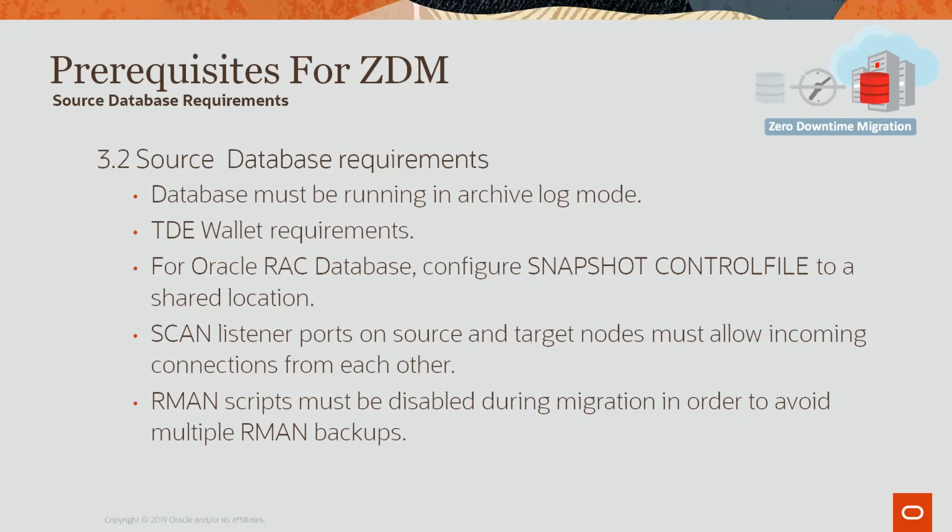For multi-tenant databases, the wallet must be open and master key must be set on all PDBs and the CDB. For Oracle RAC database, configure snapshot control file to a shared location depending upon the storage type, either on ASM or ACFS in case it is not configured. Scan listener ports on source and target nodes must allow incoming connections from each other. If you have any regular RMAN backup scripts running as part of your usual backup strategy, those must be disabled during migration in order to avoid multiple RMAN backups.